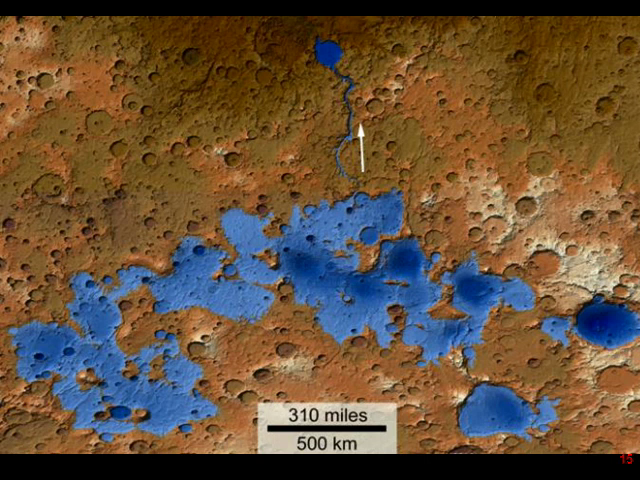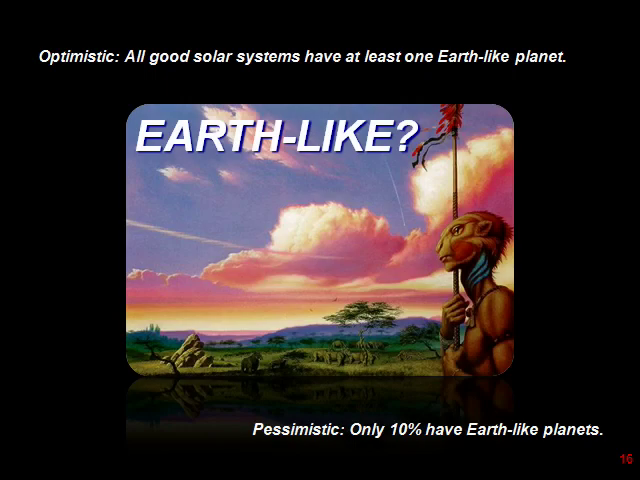So there are at least 3 places in our solar system where there's liquid water right now. So we wouldn't be surprised to think that the optimistic view is that all good solar systems that have planets have water. Since we have our solar system here with a whole bunch of planets and 3 of them have water, the optimist is going to say that all good solar systems have at least 1 planet that has water.